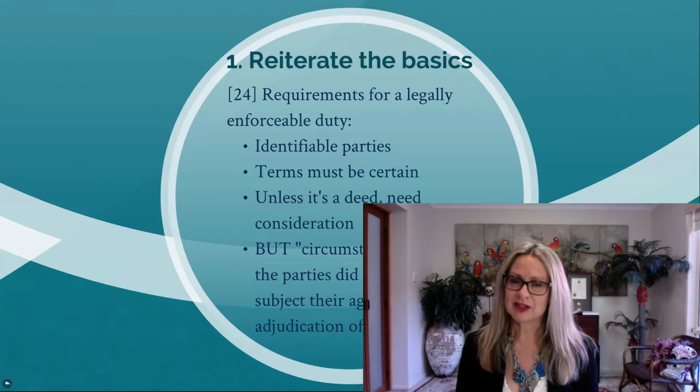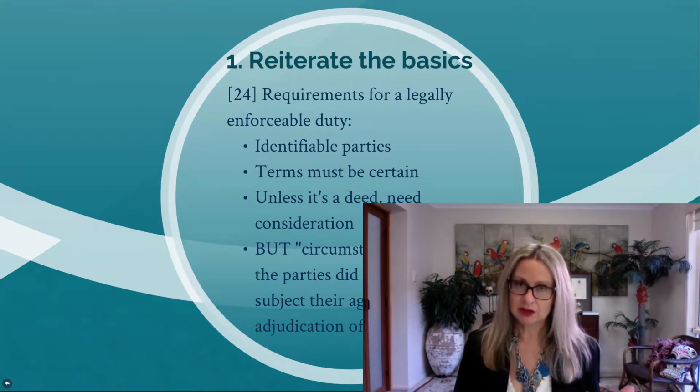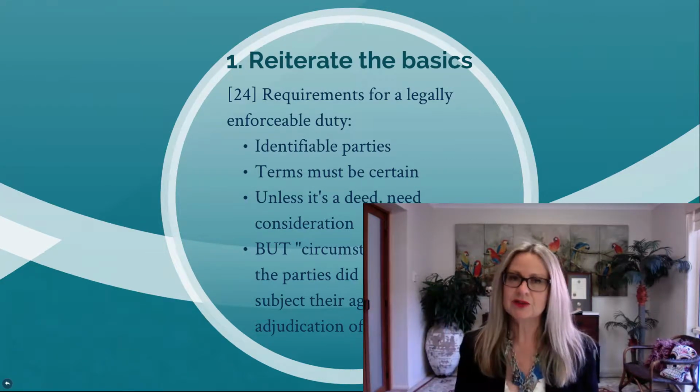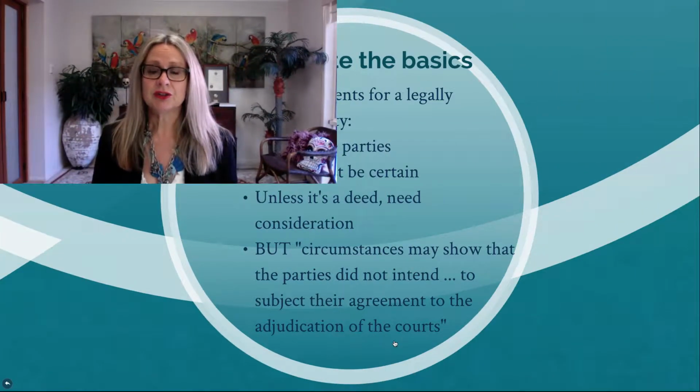Now, there are obviously caveats around that, as we saw with the Carlill case. However, the run-of-the-mill contract will have identifiable parties. The terms have to be certain. You have to have an offer that contains certain terms that gets accepted. Unless it's a deed, you need consideration.